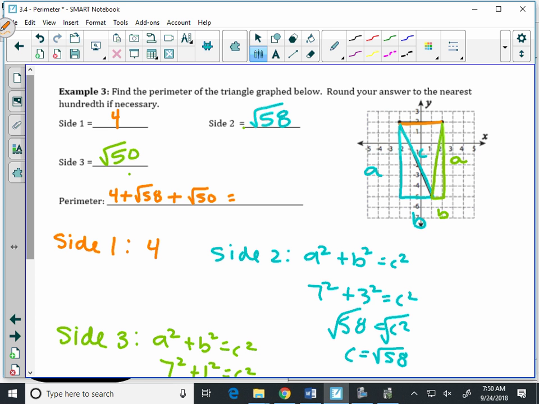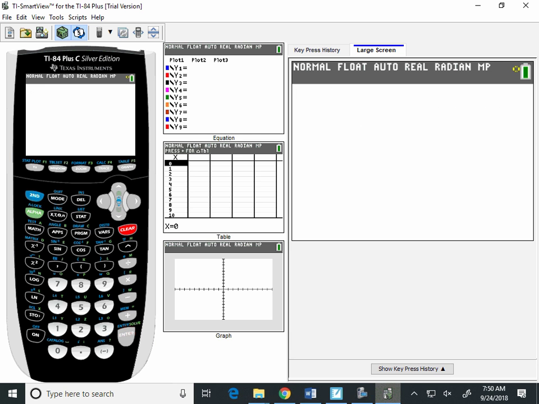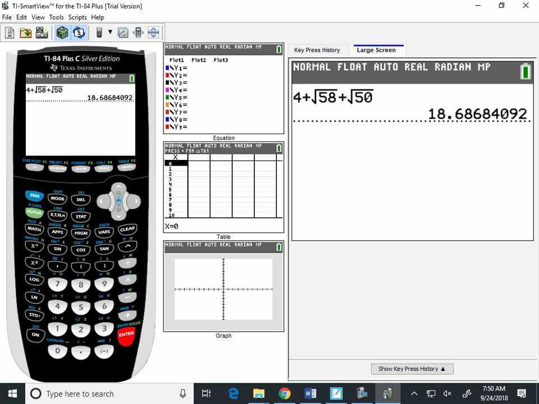And what do we get? I'll plug it in the calculator so we can talk about how to round it. It gives you 4 plus radical 58. Arrow out. Plus radical 50. And that's what you should get. If you do not get that, let me know. Check how you plugged in your calculator.